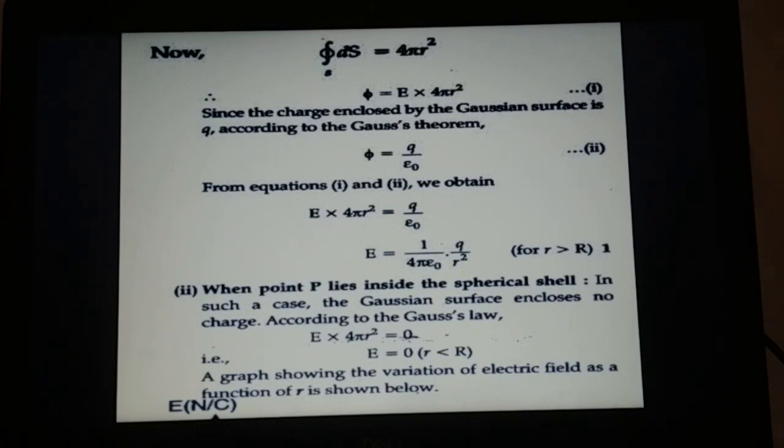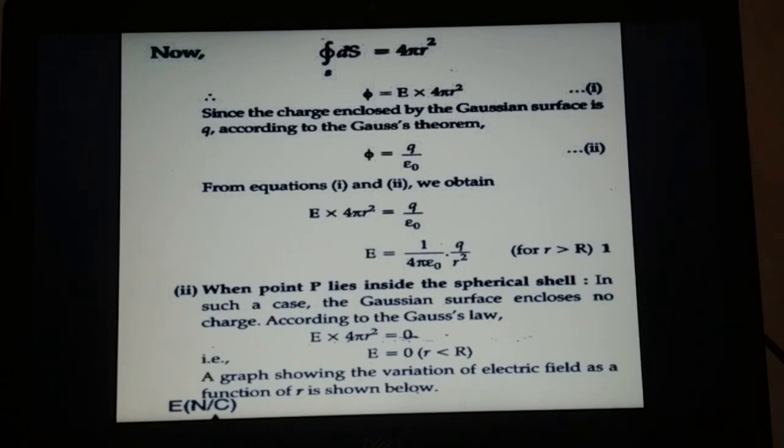Small r is less than capital R. What does it mean? Inside the conducting shell, there is no electric field intensity. Inside the conducting shell, the electric field intensity will become 0. Is it clear?